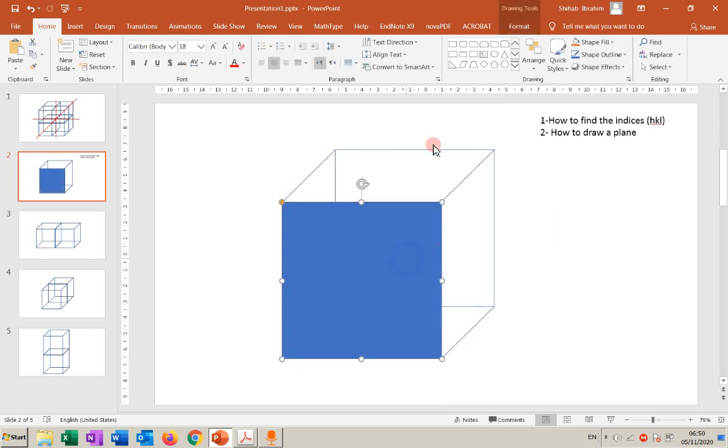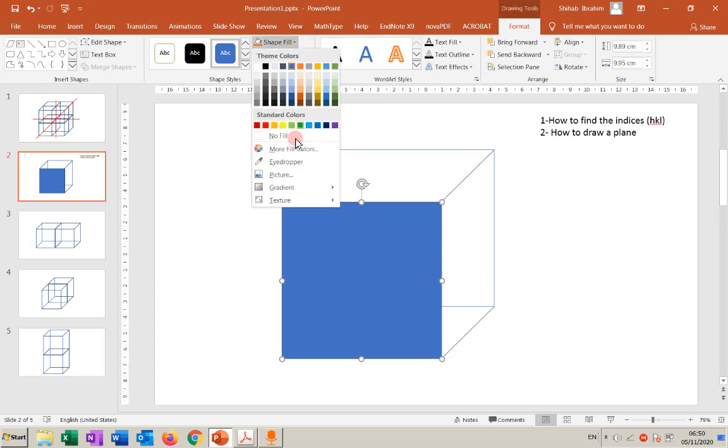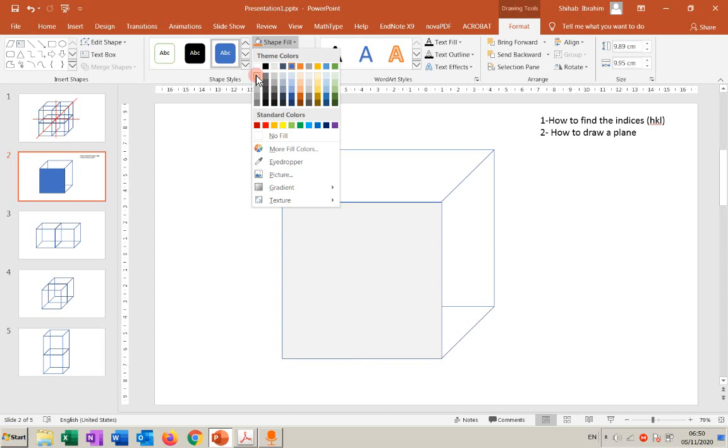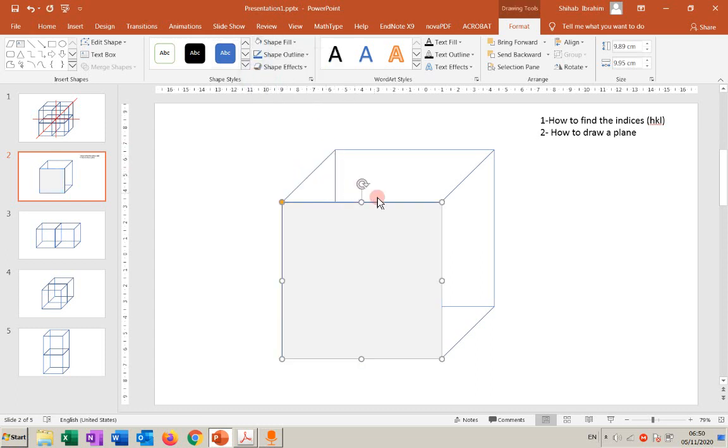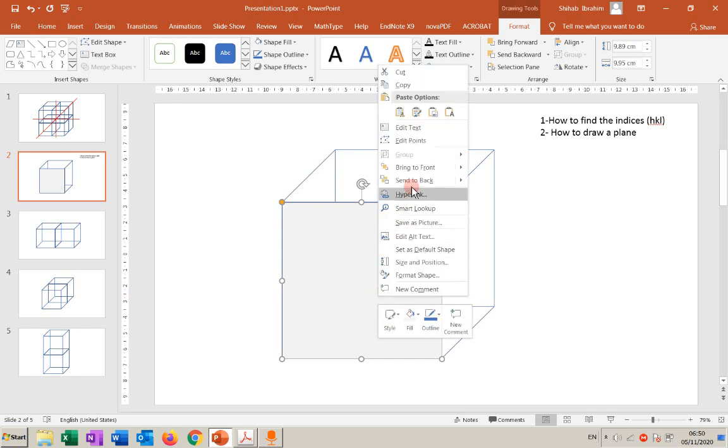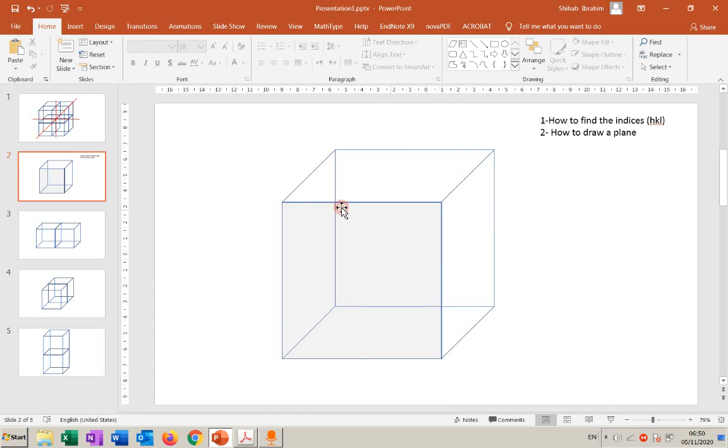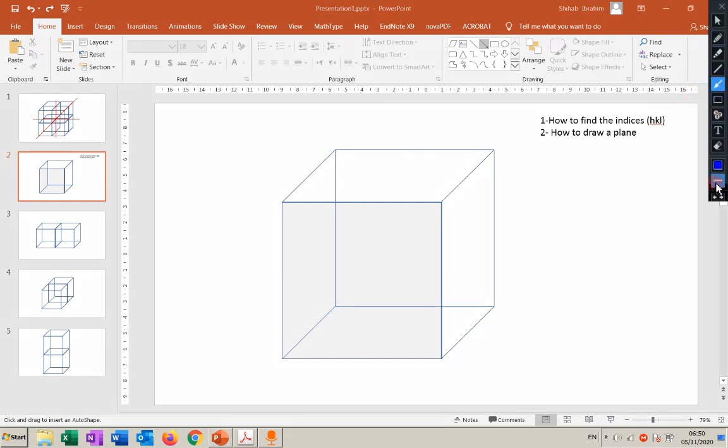When we talk about a plane, it's a two-dimensional area. So how do we represent this? How do you represent this plane with those Miller indices? We're going to talk about them. Now first, let's assume the direction of our axes. Let's say this is going to be the y-axis, this is the x-axis, and this is the z-axis.